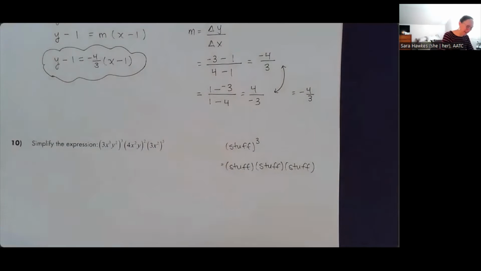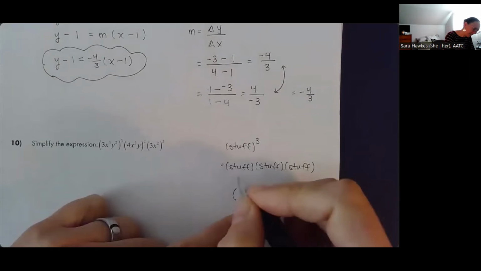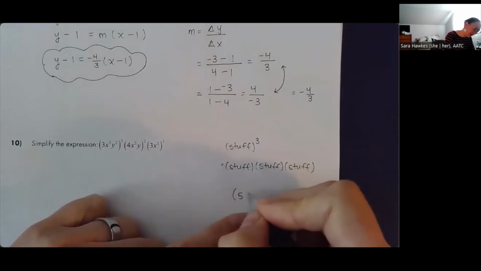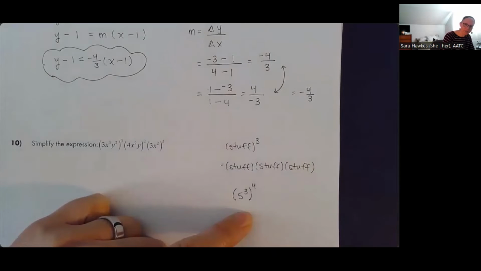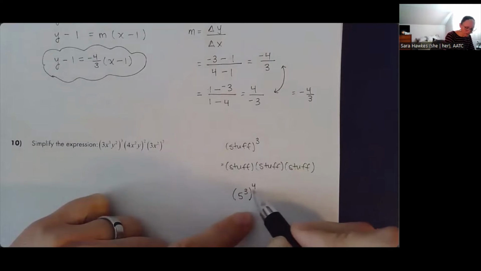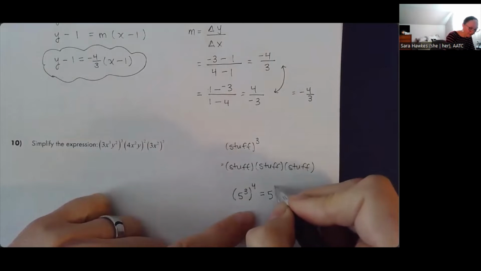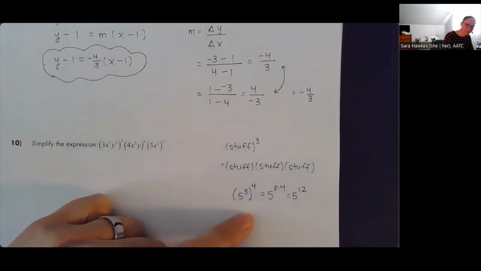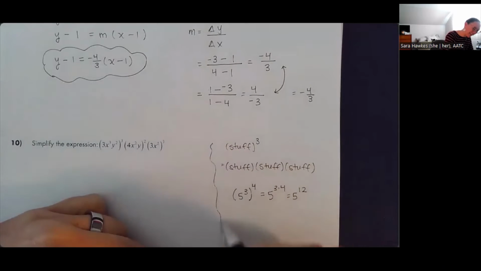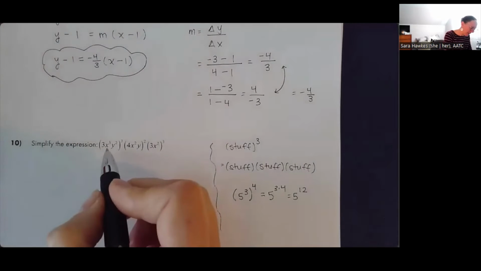I'm going to choose to use the exponent rule that looks like if I have 5 to the third whole thing raised to the fourth, I know that powers raised to powers are going to get multiplied. So that would be 5 to the 3 times 4, or 5 to the 12th. So I'm going to use that. I'm going to use the exponent rule idea to get through this a little bit faster.